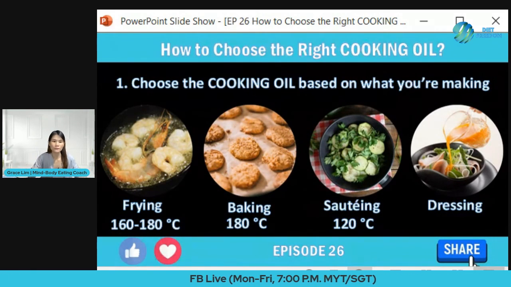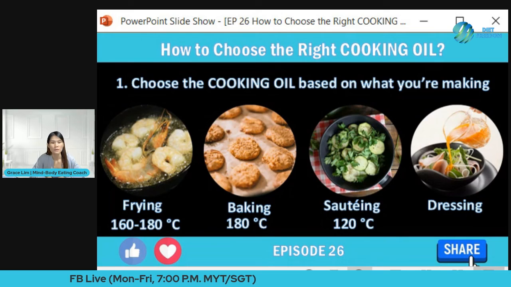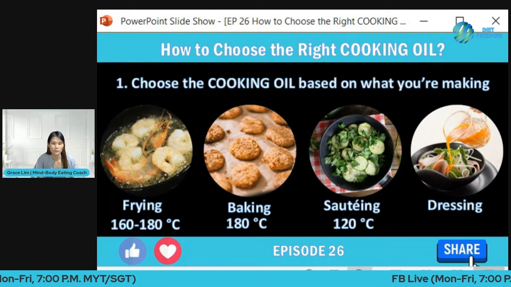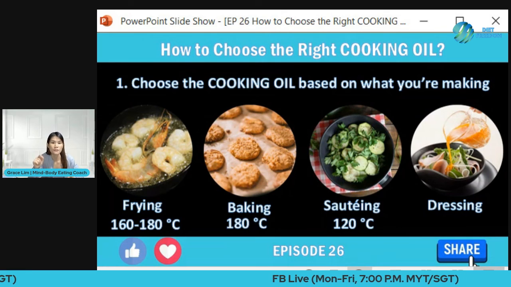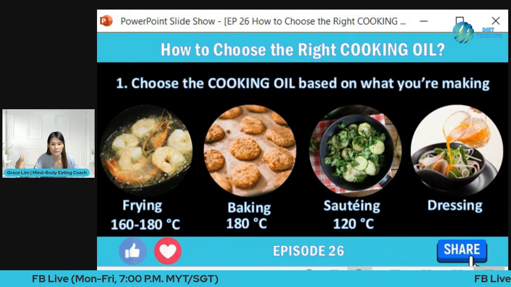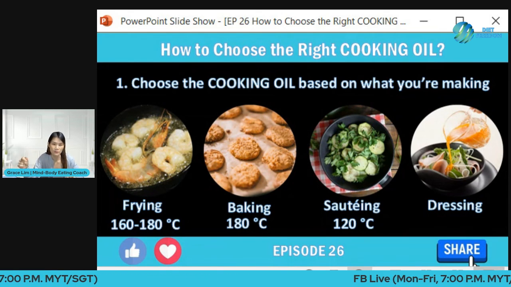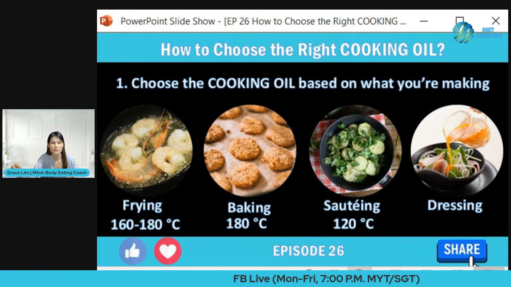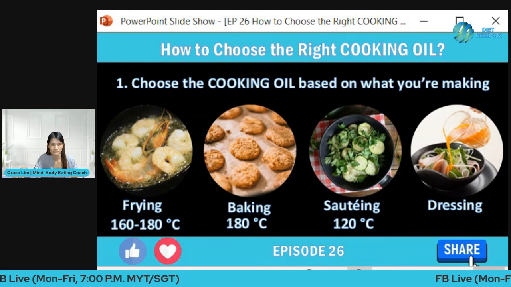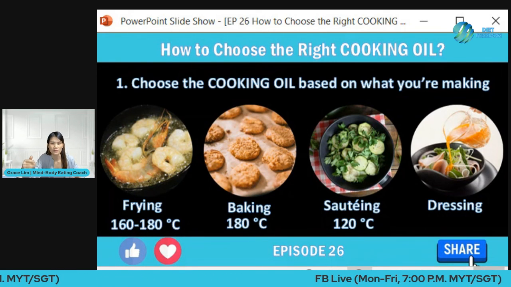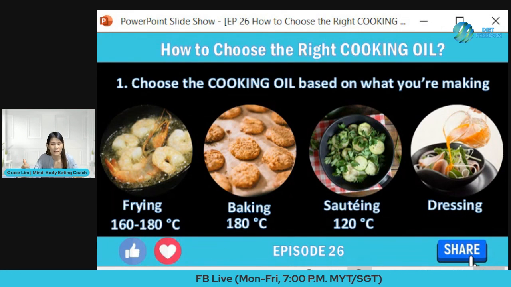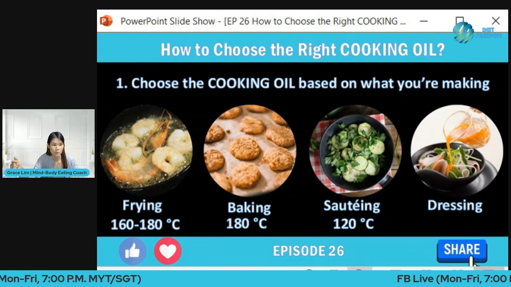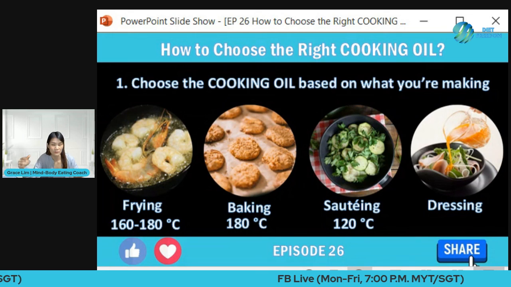Going back to the first point that we discussed, if you are frying your food, you can go for oil with a smoke point of 160 to 180 degrees. If you are baking, go for something above 180 degrees Celsius. And if you are sautéing or searing, just go for 120 degrees Celsius and above. You don't really need to care about the smoke point when you are doing salad dressing. Again, go for something according to your own preferred flavor, as well as something with a light texture itself.